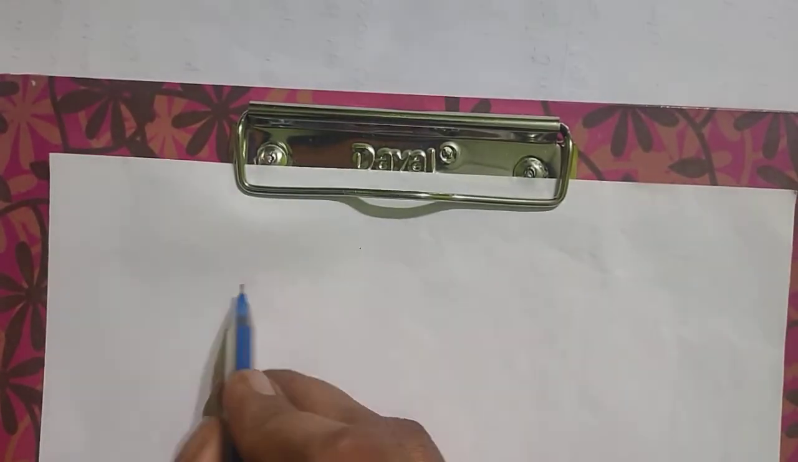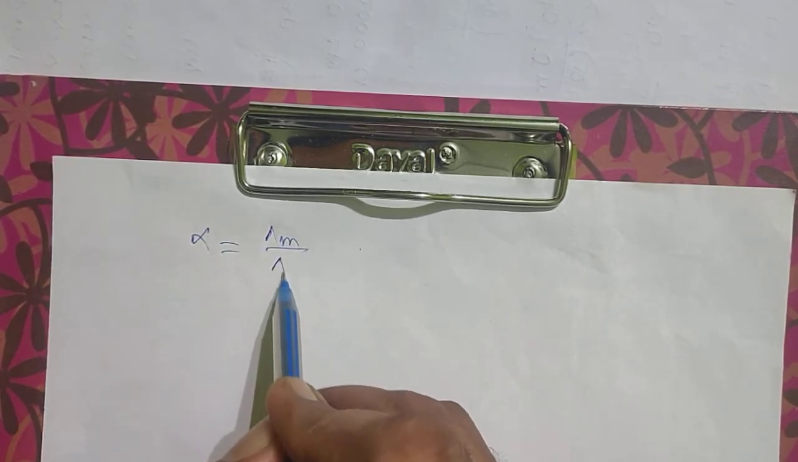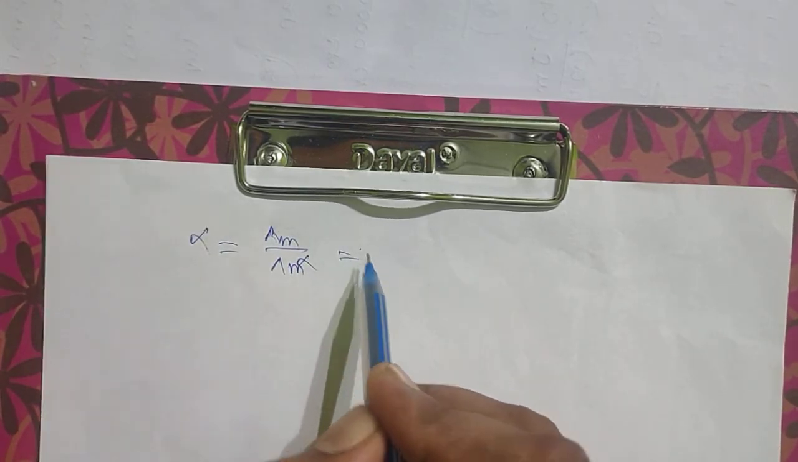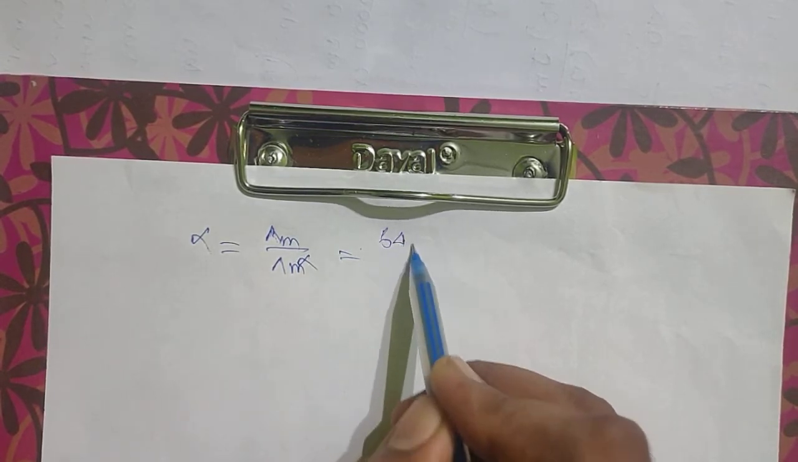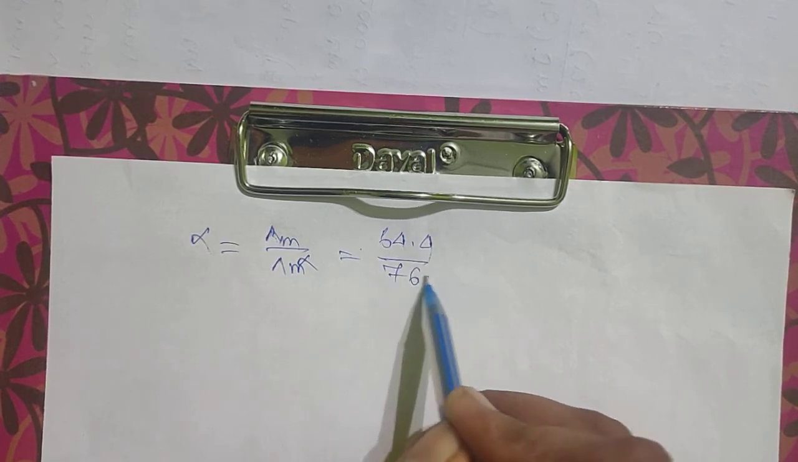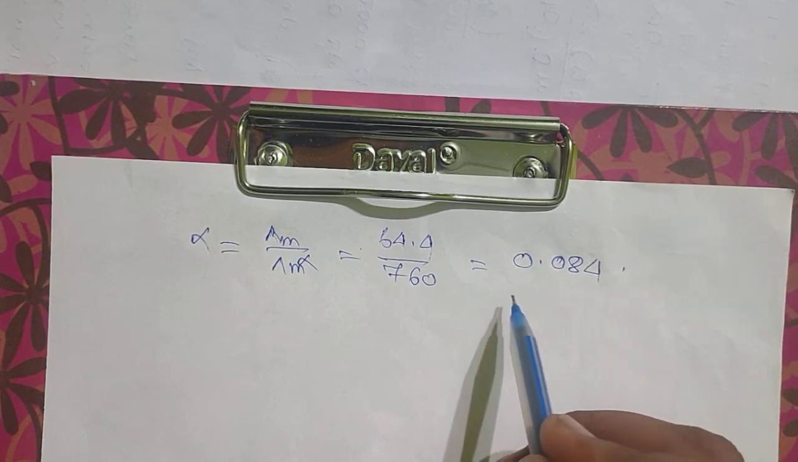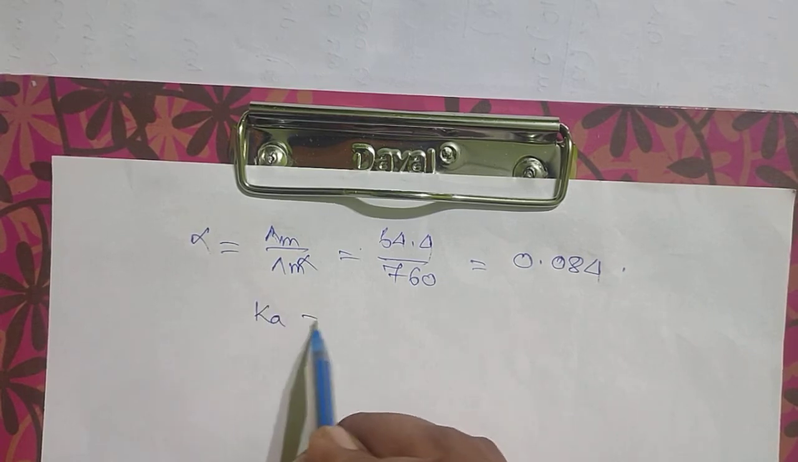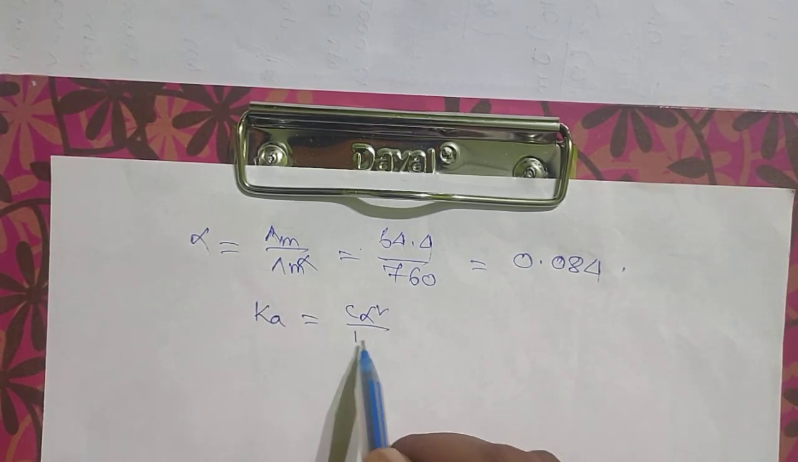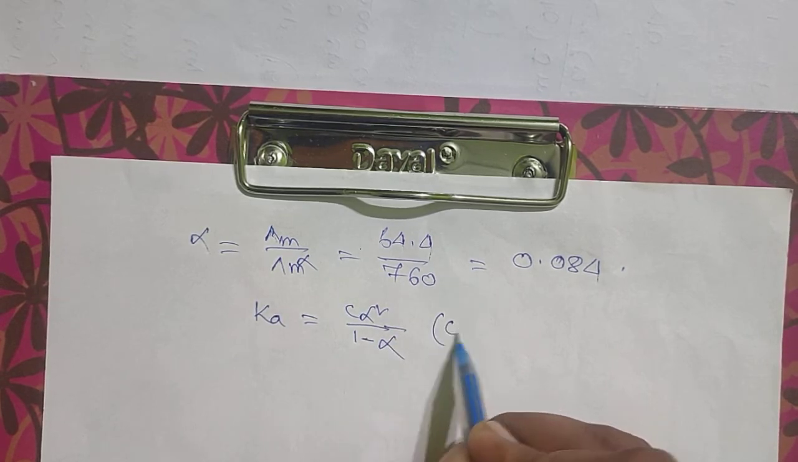So here alpha equals lambda m by lambda m infinite. Lambda m is given as 64.4, so 64.4 by 760. So this will be 0.084, right? And for this dissociation, we have Ka equals C alpha square by 1 minus alpha. So this is according to Ostwald dilution law.